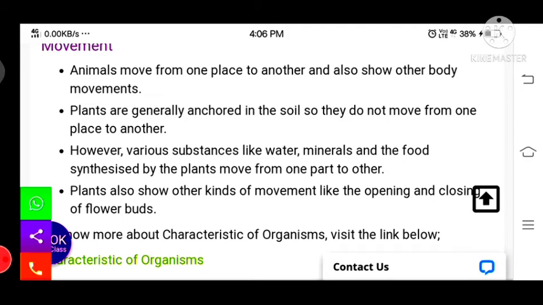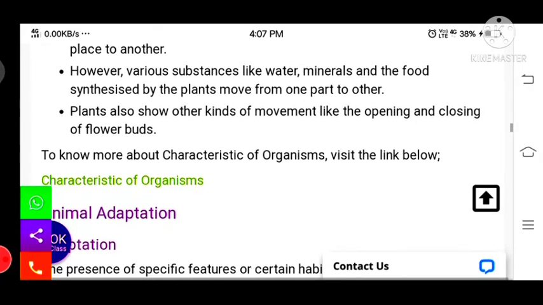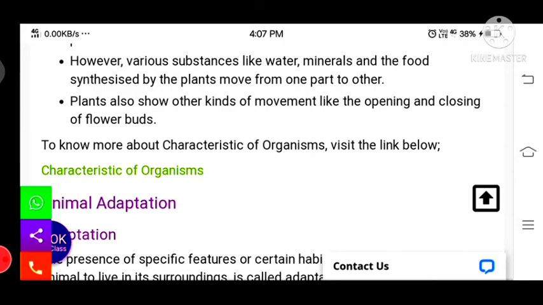However, various substances like water, minerals, and food synthesized by the plants move from one part to another part. The plant cannot move, but the minerals, water, and food move from one part of the plant to another. Plants also show other kinds of movement, like the opening and closing of flower buds.